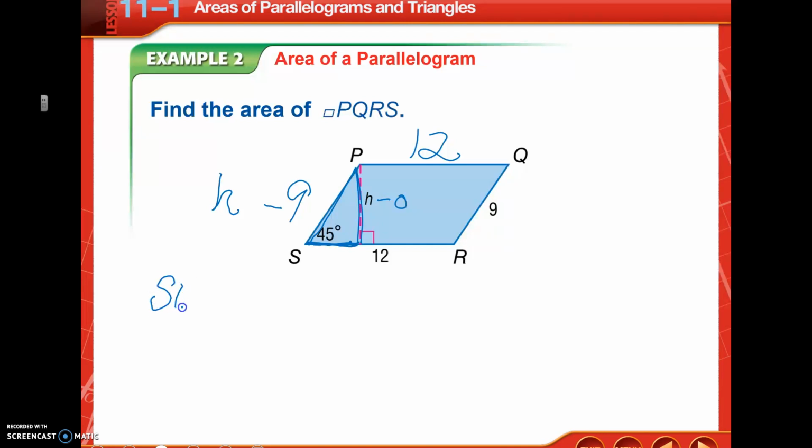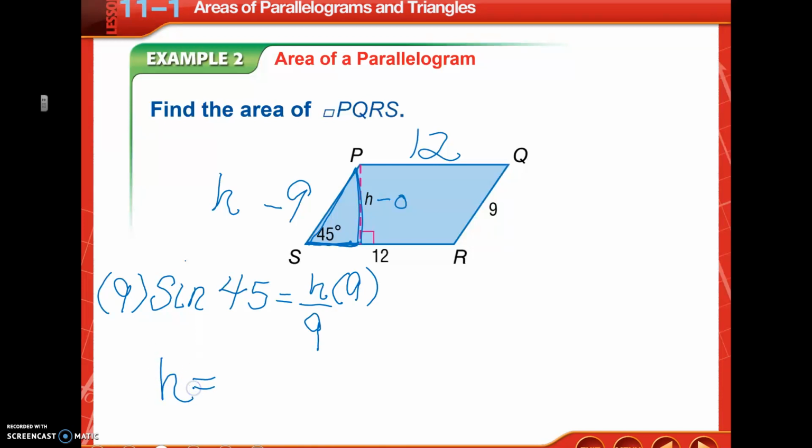So sine 45 equals my height over 9. So if the variable's up high, we'll multiply by 9. And you should be able to see that the height equals 6.36 if you plug that into your calculator.